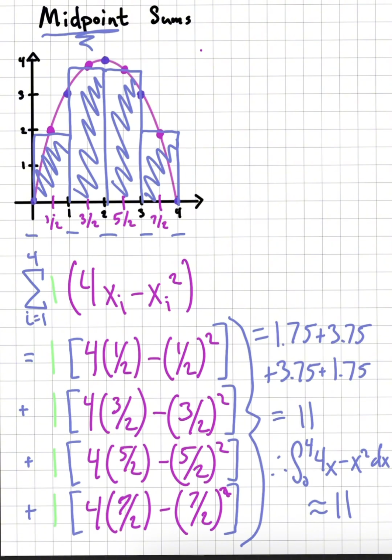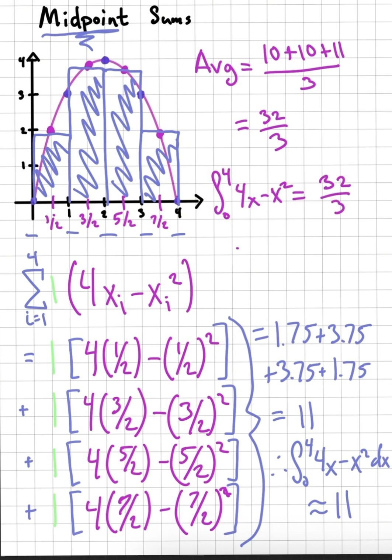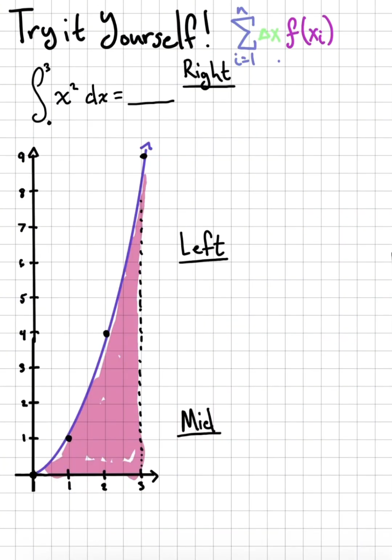For an even better approximation, we can take the average of the values we got for the left sums, the right sums, and the midpoint sums, which gives us an answer of 32/3. Now, if we compare that to the actual answer of the integral, we find that they're equivalent. Try out this example for yourself. A good n value for this problem would be 3.